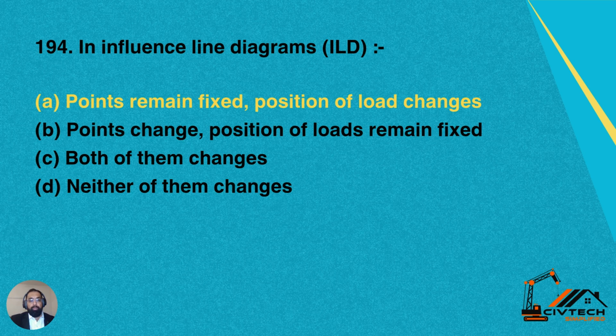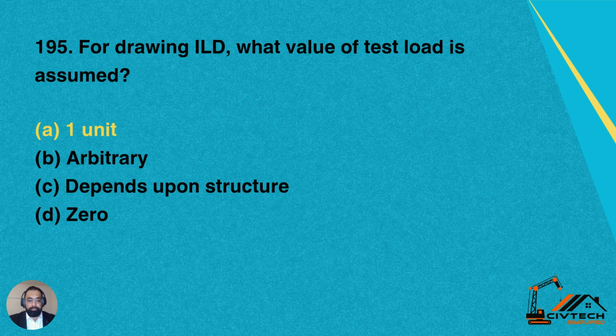194. In the influence line diagram, ILD, option A, points remain fixed while position of load changes. Option B, points change, position of load remains same. Option C, both of them change. Option D, neither of them changes. So in case of influence line diagram, A is the correct option. That is, points remain fixed while position of the load changes.